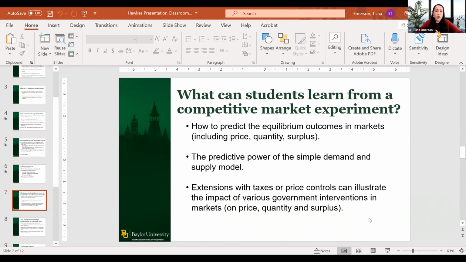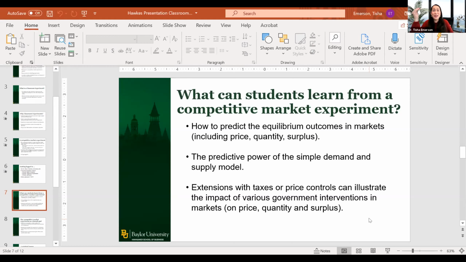So what can students learn from the competitive market experiment? Well, as you saw, they can see how to predict the equilibrium outcomes in markets. So again, you can give them the distribution of buyer values and seller costs and draw the demand and supply diagrams. Also talk to them about surplus and how to predict the surplus, but also compare it to calculating the actual surplus, the actual price and quantity that we saw in our data. And my students seem to really then get the predictive power of just these simple models that we're using.